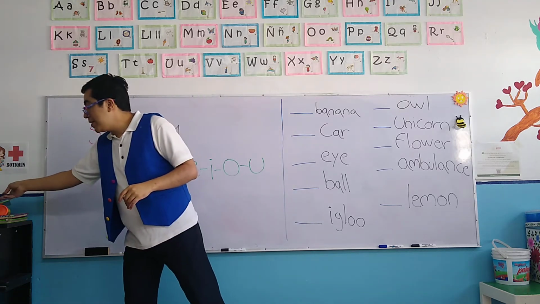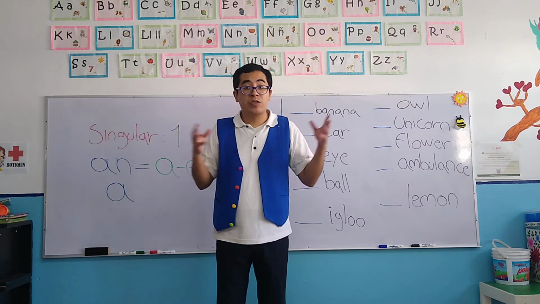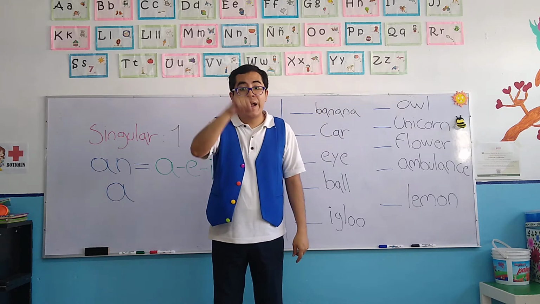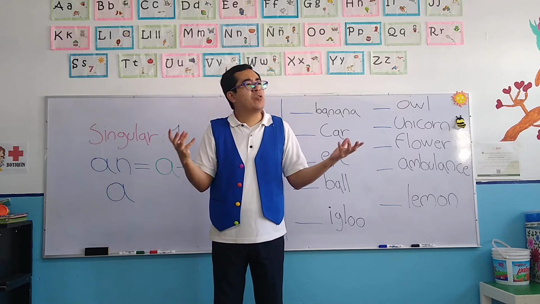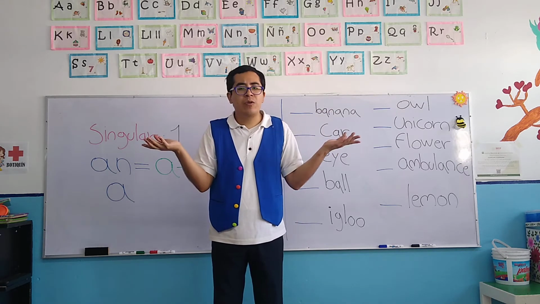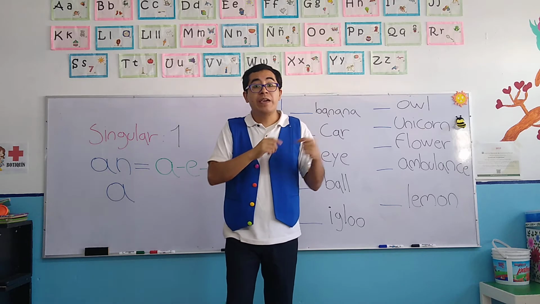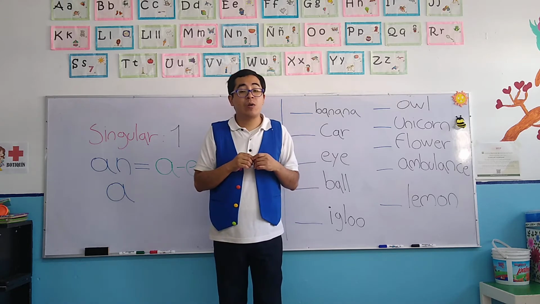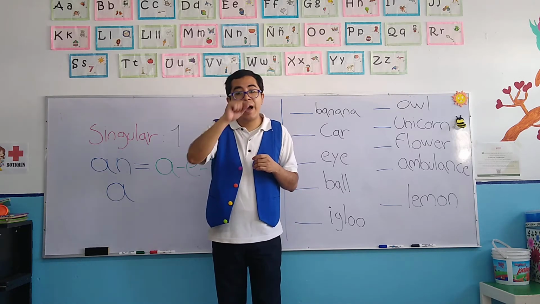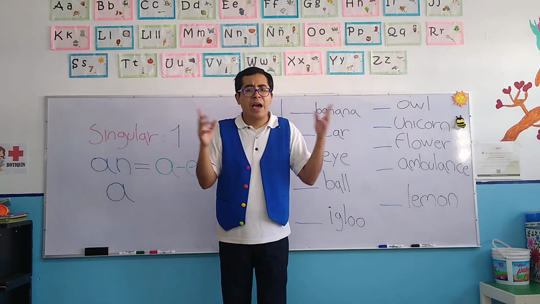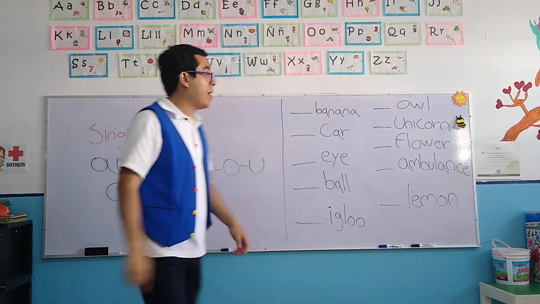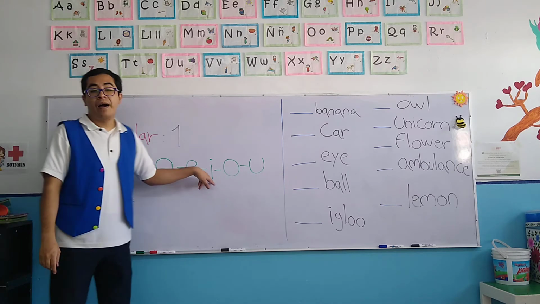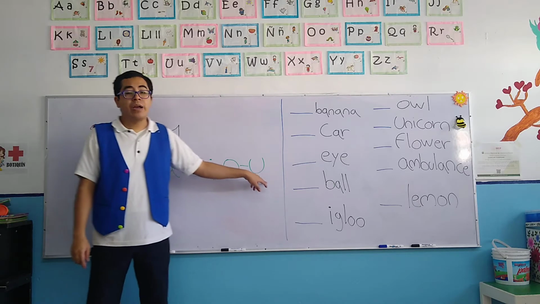Now, don't forget that in order to transform an object into singular, we must add an or a. And when do we put an or a? ¿Cuándo lo vamos a poner? Don't forget, if the word begins with a vowel, si nuestra palabra empieza con una vocal, we add an, vamos a agregar an. And what are the vowels? Do you remember the vowels? A, E, I, O, and U.